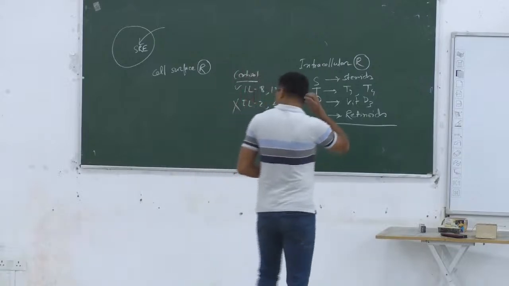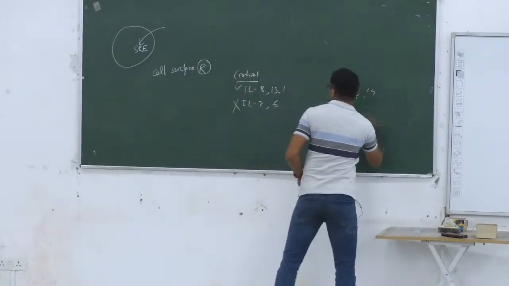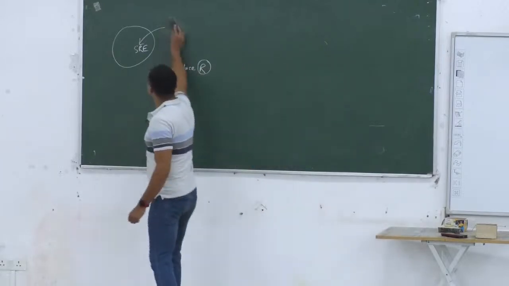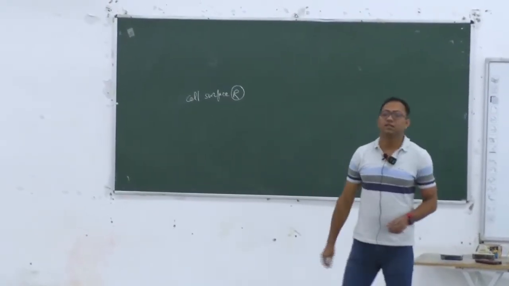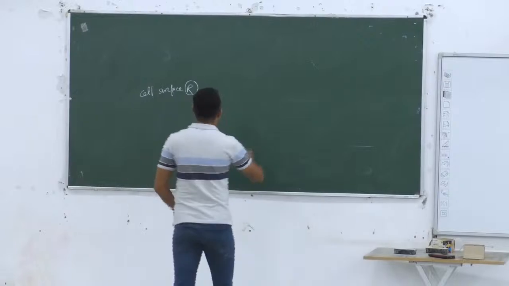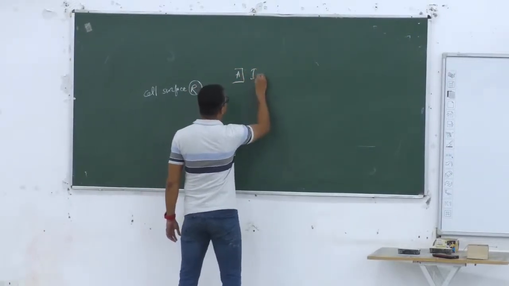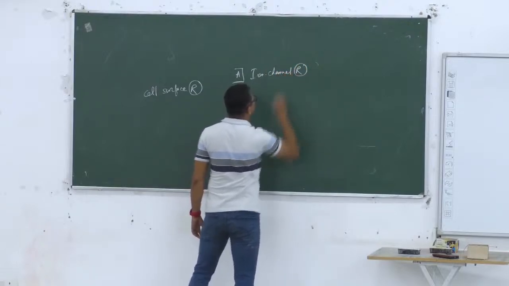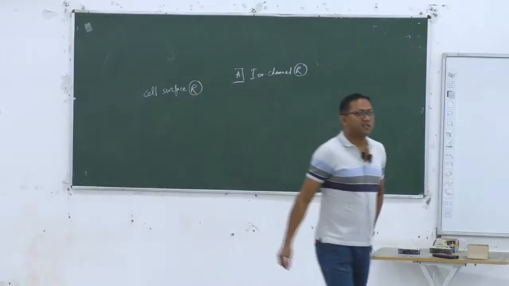Okay. Now the first classification under cell surface receptor is ion channel receptor. Okay, ion channel receptor classification under cell surface.